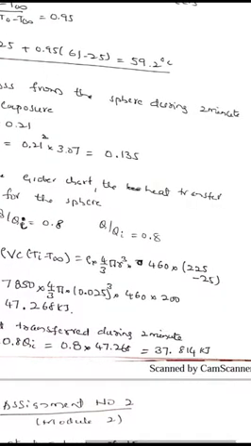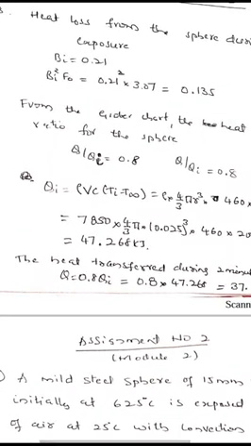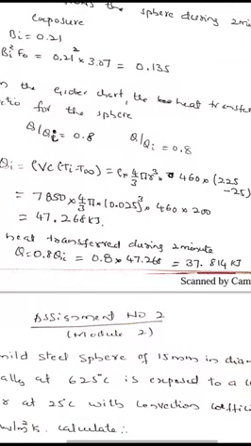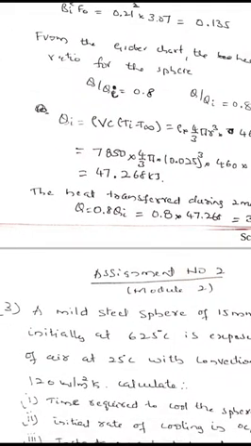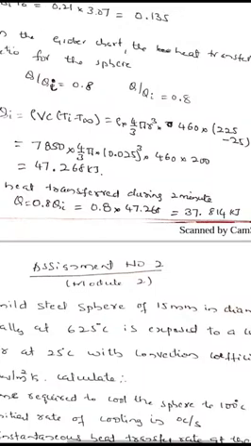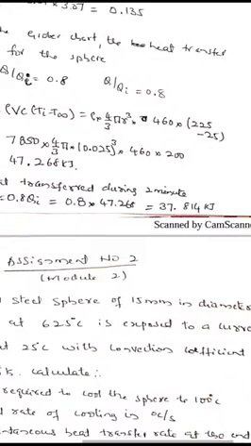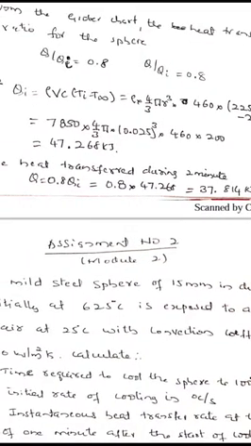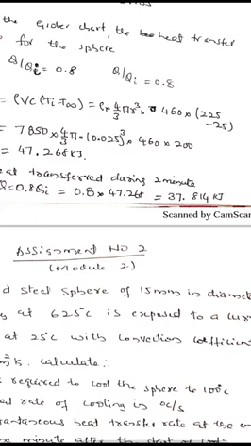Then the heat loss from the sphere during the 2 minute exposure we can also find out by using the Bi square Fourier number and the Biot number. We will get Q by Qi equal to 0.8, where Qi is the initial amount of heat transfer, that is rho V c times Ti minus T infinity. Here the initial temperature difference is 225 minus 25, which gives Qi as 47.268, and the heat transferred will be 0.8 times Qi, during 2 minutes, which is 37.814 kilojoules.